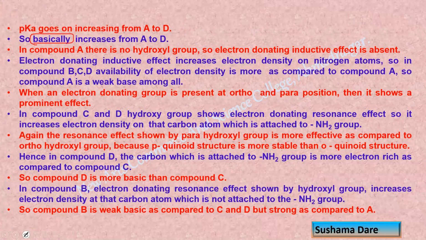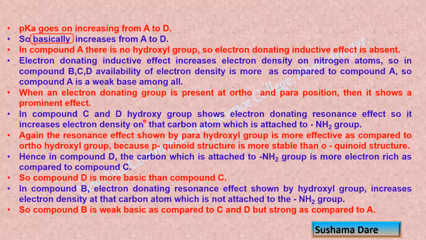In compound A, there is no hydroxy group, so the electron donating inductive effect is absent. Electron donating inductive effect increases the electron density on the nitrogen atom. So in compounds B, C, D, the availability of electron density is more as compared to compound A. So compound A is the weak base among all. When an electron donating group is present at ortho and para position, then it shows a prominent effect. So at ortho and para positions, you can see that these two compounds are more basic as compared to meta.